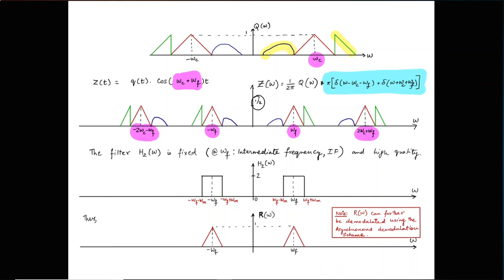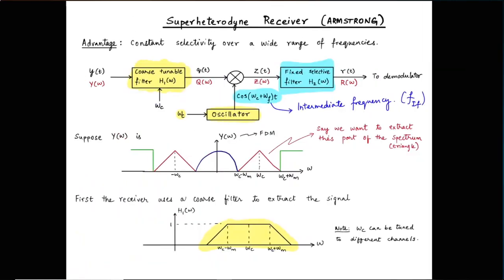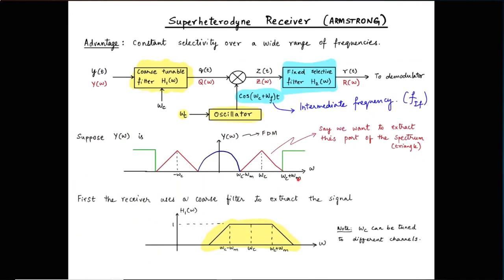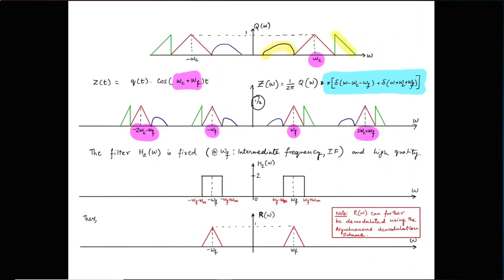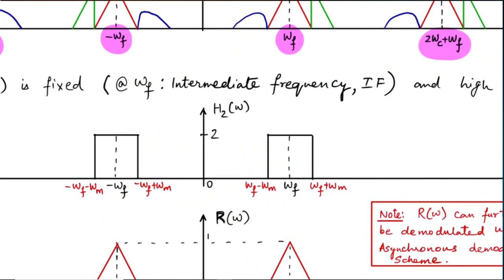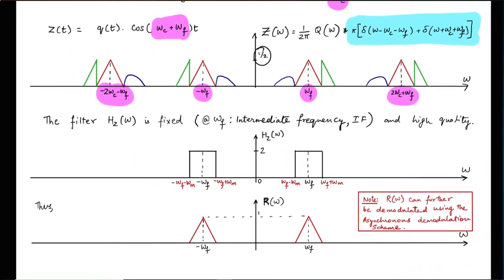Now, how wide does that intermediate frequency filter, the H2 of omega, need to be? Well, that depends on the bandwidth of the signal. So we said all of these have omega c plus omega m, omega c minus omega m. So that needs to be at least 2 omega m wide, and that's how we are using it. Omega f, center frequency, omega f plus omega m, omega f minus omega m, and so on. And once you filter for the second time, you will get back your signal of interest.